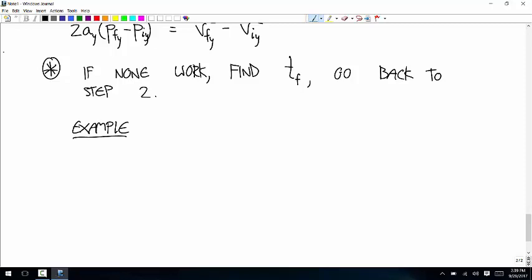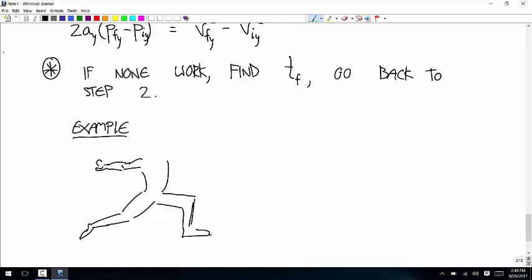So let's say this baseball player here tried just like this.